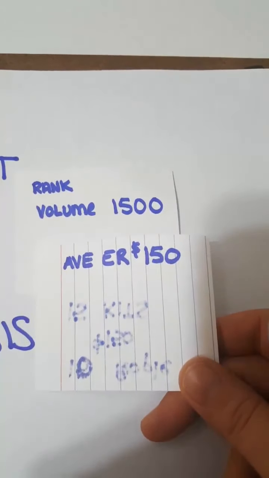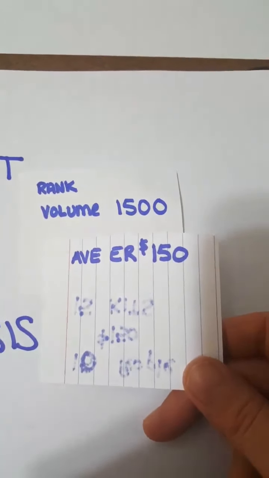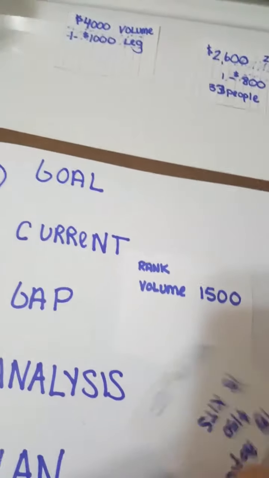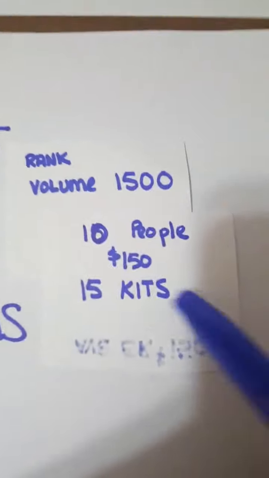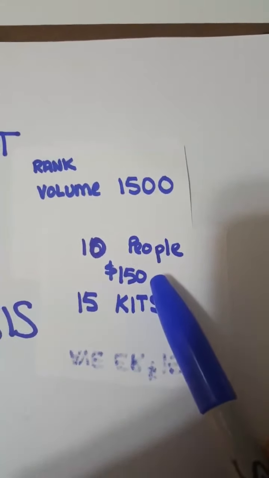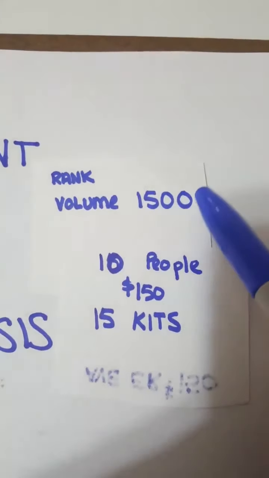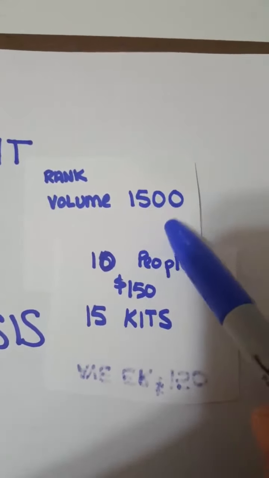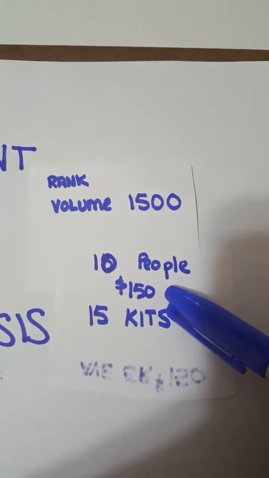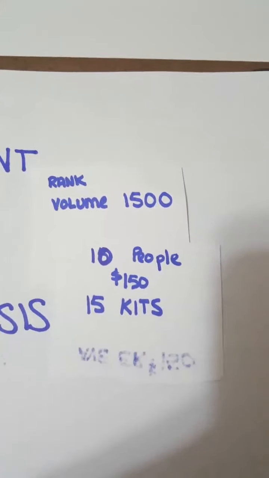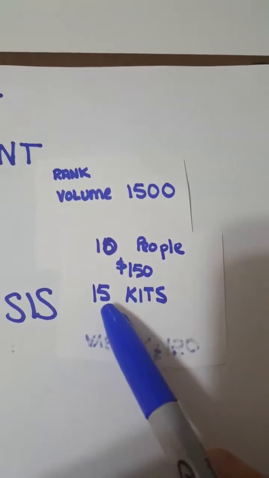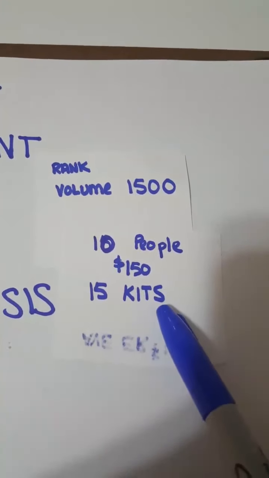So in this person's case, the average ER order was $150. Awesome. Okay, so we know if 10 more people get on Essential Rewards at $150, then she would make her gap of $1,500, okay? So her goal is to get 10 people on Essential Rewards. Now, some of you might be phenomenal at that. Some of you may take a couple months to get people on Essential Rewards. Or we could sell 15 kits.